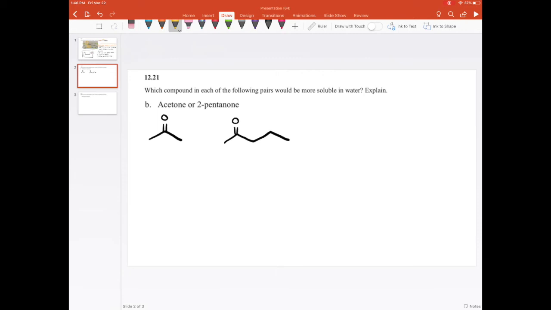Now, I'm going to circle the parts that are polar. Those are the bonds and the atoms in them that are connected to oxygen, nitrogen, or fluorine, the most electronegative elements. So this is a polar bond, and this is a polar bond. I'm also going to circle the parts that are nonpolar. So here, this is nonpolar. These are nonpolar. Okay. Notice that they're both equally polar. They both only have 1 bond that's circled in yellow. But the molecule on the right has more nonpolar parts.